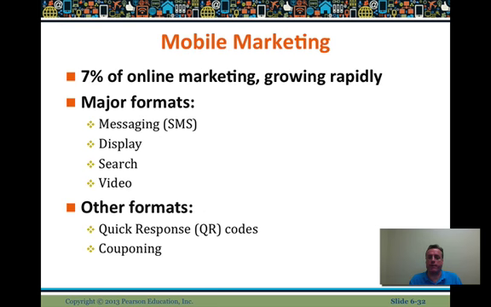Mobile marketing, 7% of online marketing today, but growing rapidly. Everyone's carrying their phones. Smartphones are more pervasive. And as simple as text messaging, which typically gets read, 80-90% of them get read, instantaneously. So a great way to get quick messages. Then the whole expansion into display advertising, using mobile for search, using mobile for video is becoming more and more pervasive.